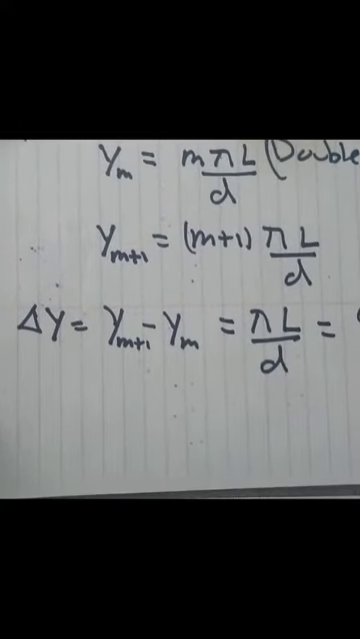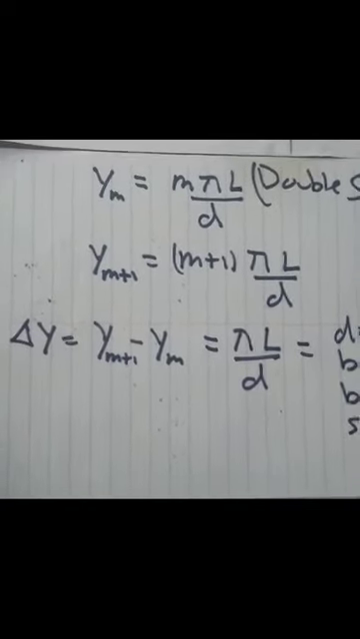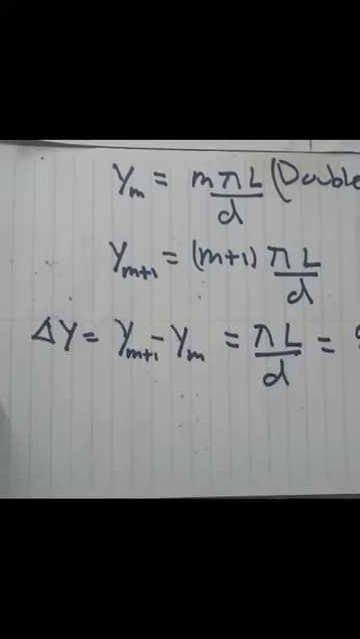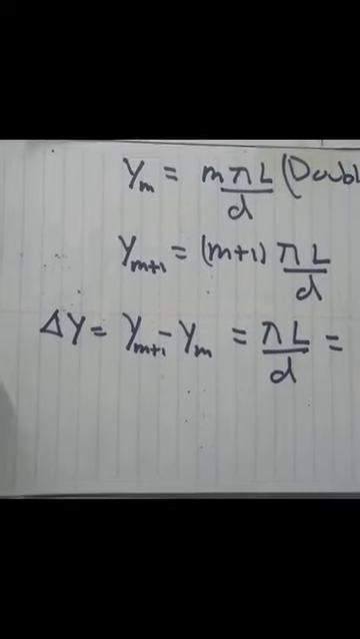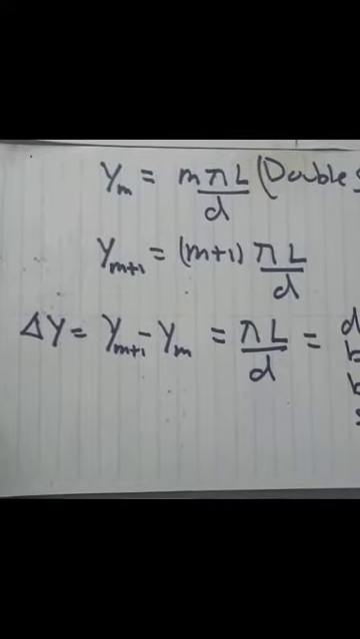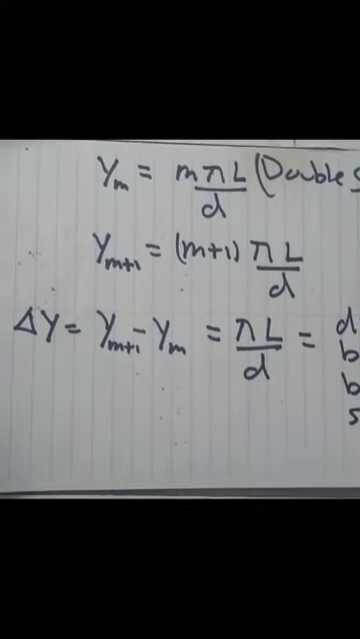Now you can use this equation: if you know the distance between the slits d and L, you can use delta y in order to determine lambda. Also, if you don't know the distance between the slits, but you know lambda and L, you can use the distance between bright spots to get the little d, the distance between the slits.